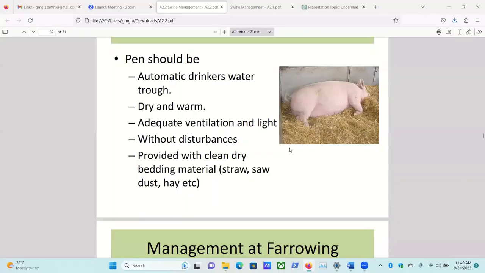A very calm and quiet environment is needed, because this is the place where parturition takes place.